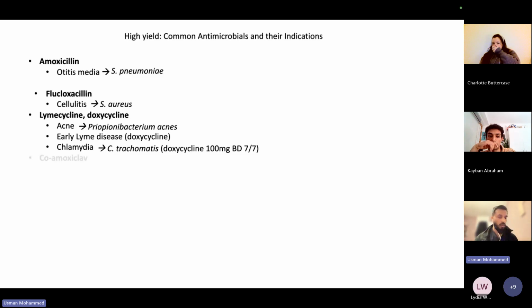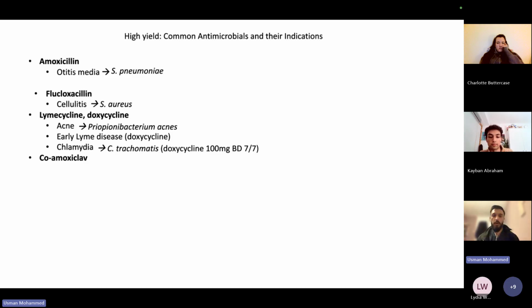Yep. Co-amoxiclav, 3 indications, first line. What are we thinking? So these are more severe infections. Co-amoxiclav is quite broad spectrum. Pneumonia. Yep, that's one of them as well. Severe pneumonia. I'm going to get to pneumonia. Human bites. Excellent. That includes cat and dog bites.